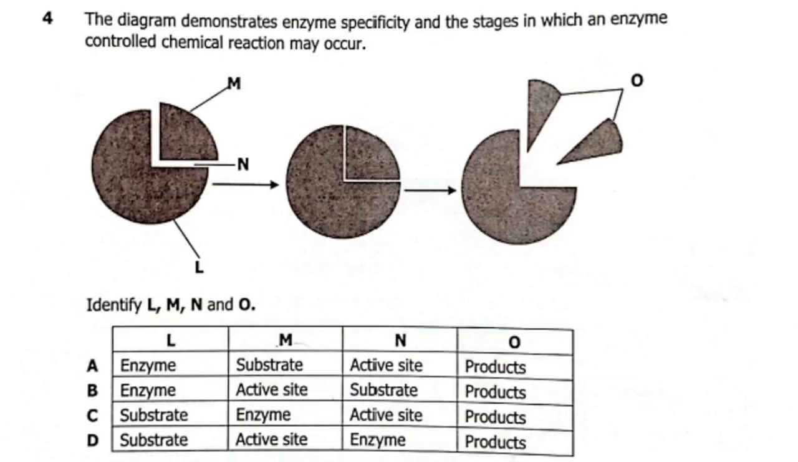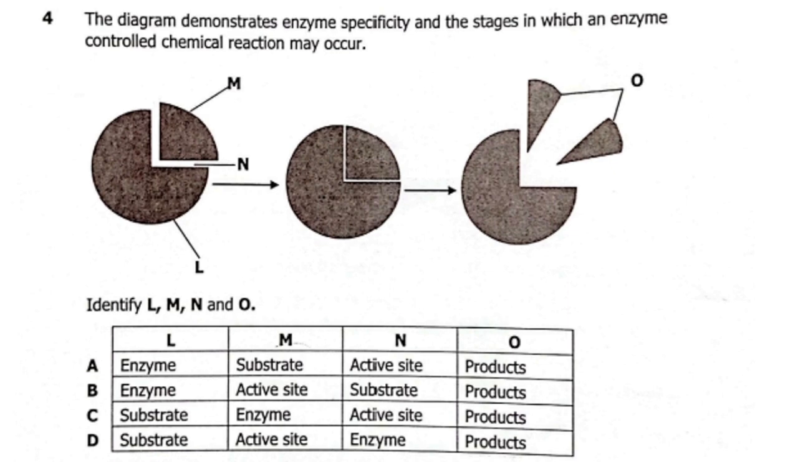Question 4. The diagram demonstrates enzyme specificity and the stages in which an enzyme-controlled chemical reaction may occur. Identify L, M, N, and O. A. L enzyme, M substrate, N active site, O products. B. L enzyme, M active site, N substrate, O products. C. L substrate, M enzyme, N active site, O products. D. L substrate, M active site, N enzyme, O products.